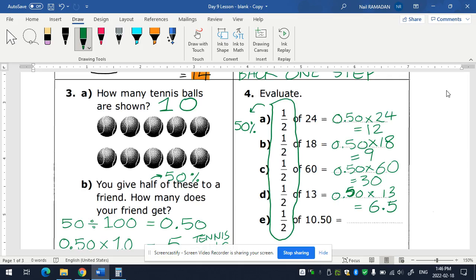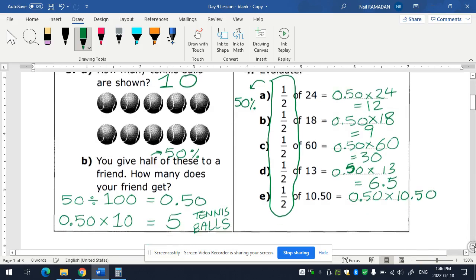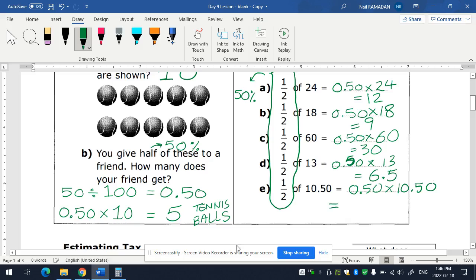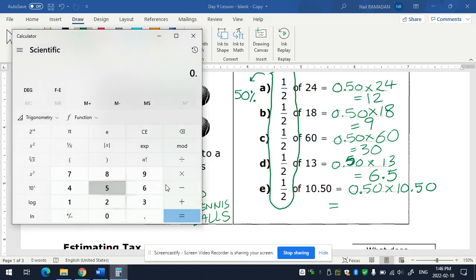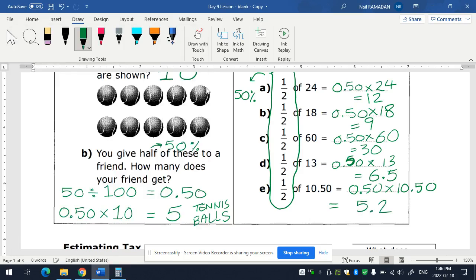That's even worse. Half of a decimal is another decimal as well, but we still have to do it the same way. 0.5 times 10.50. So if you have $10.50 and you want to give half of it to me, you would give $5.25. Exactly. You would give me $5.25, and you would keep the other half, $5.25, to yourself.